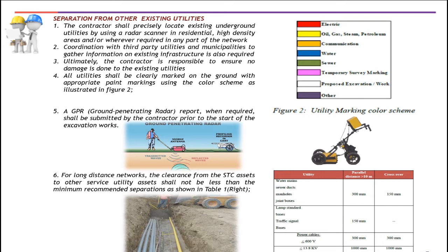If the road is greater than, if it is more than 10 meter, we have 300 mm for 600 volts. We also have 1000 millimeter for 13.8 kV. We also have 2000 millimeter for 33 kV and so on.